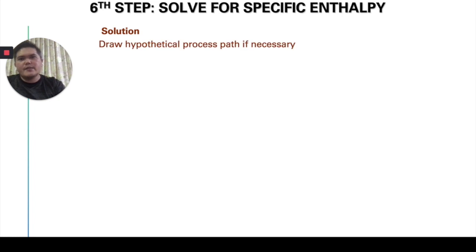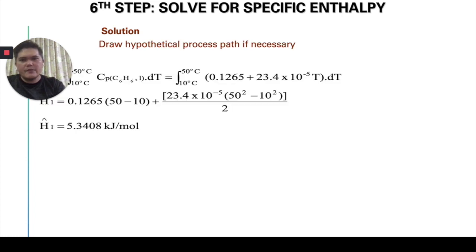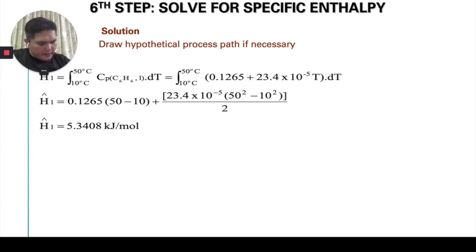And this is where we solve for specific enthalpy. First of all, we need to draw the hypothetical process path. So imagine for H1, just now we were talking about, let's have a look here.